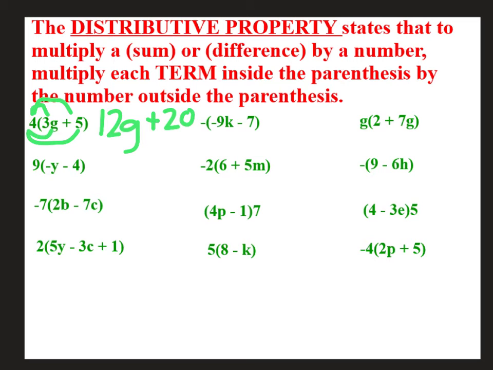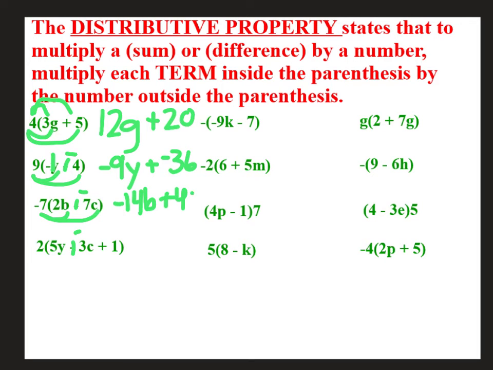Okay? Let me go down and do a couple more. I have 9 times negative y. By the way, there's an understood 1 in front of that y, so it's negative 1y. Now I multiply it by 9, it becomes negative 9y. I'm going to do leave change opposite. 9 times negative 4 is negative 36. I'll just do leave change opposite right up front on all that row. 1 negative makes this negative. 2 negatives makes this positive.